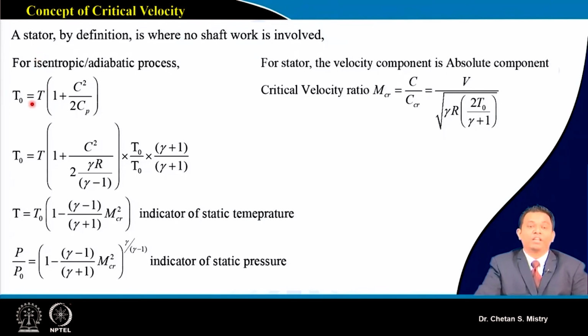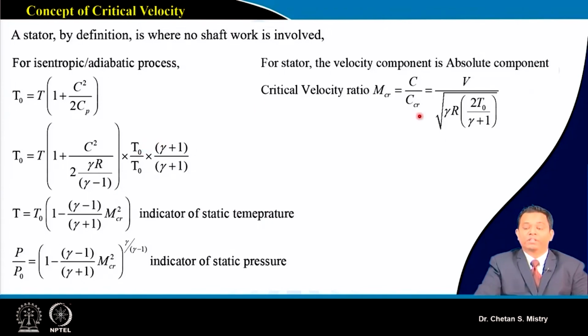So if I am writing my total temperature, based on our total enthalpy definition, we can say H0 equals H plus C1 square by 2. We can write this in terms of T0. It says T0 equals T into bracket 1 plus C square by 2 Cp. Now this Cp I can replace by gamma R over gamma minus 1, and let me multiply and divide by T0 and gamma plus 1.